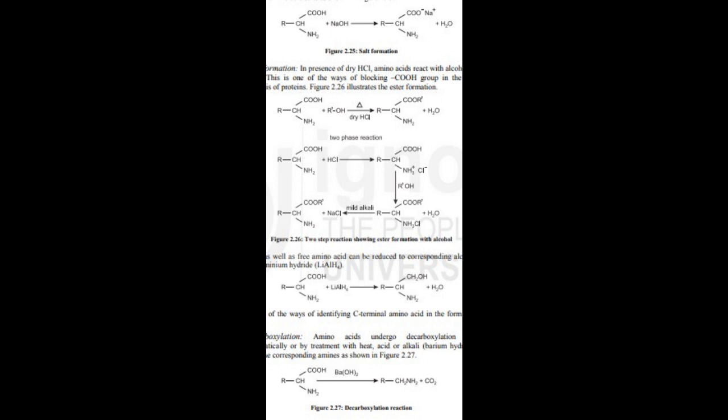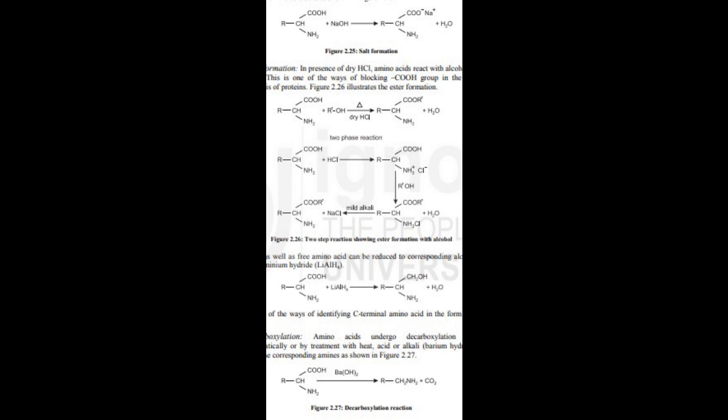I. Reactions of carboxylic group. A. Salt formation. In alkaline medium, COOH group reacts with metal hydroxide to form amino acid salts as shown in Figure 2.25. Figure 2.25, salt formation. B. Ester formation. In presence of dry HCl, amino acids react with alcohol to form esters. This is one of the ways of blocking COOH group in the chemical synthesis of proteins. Figure 2.26 illustrates the ester formation. Figure 2.26, two-step reaction showing ester formation with alcohol.